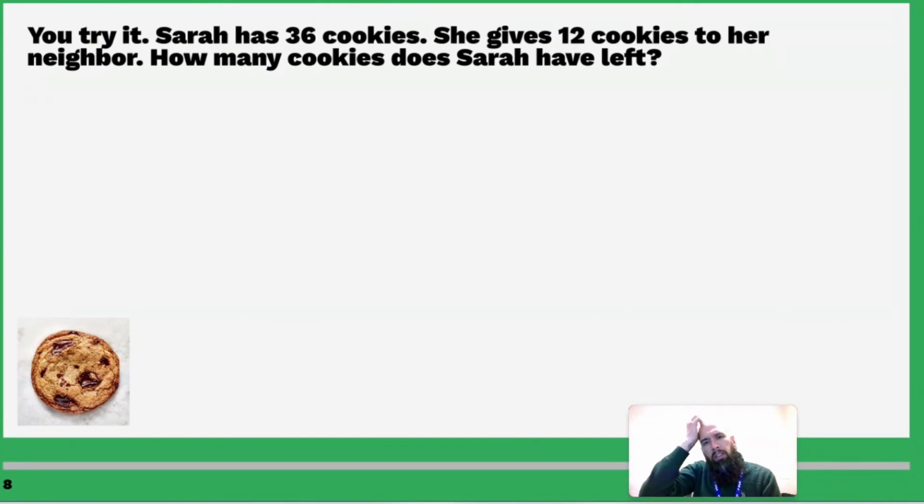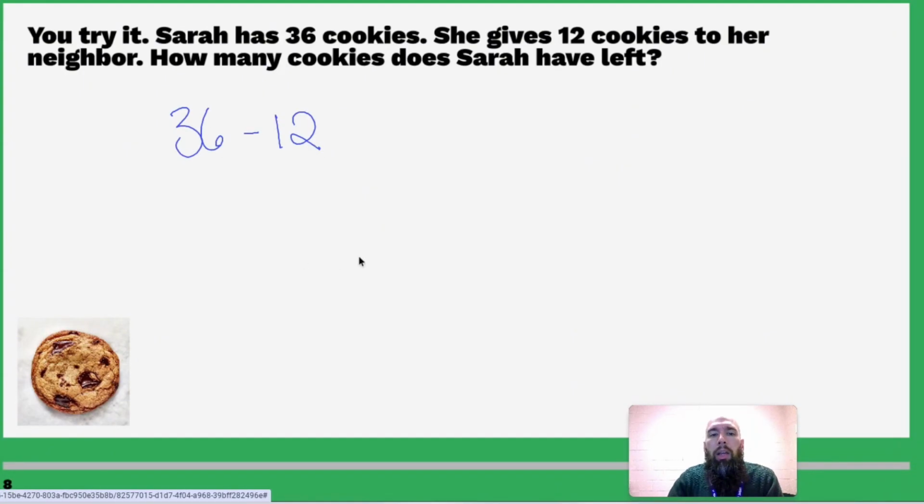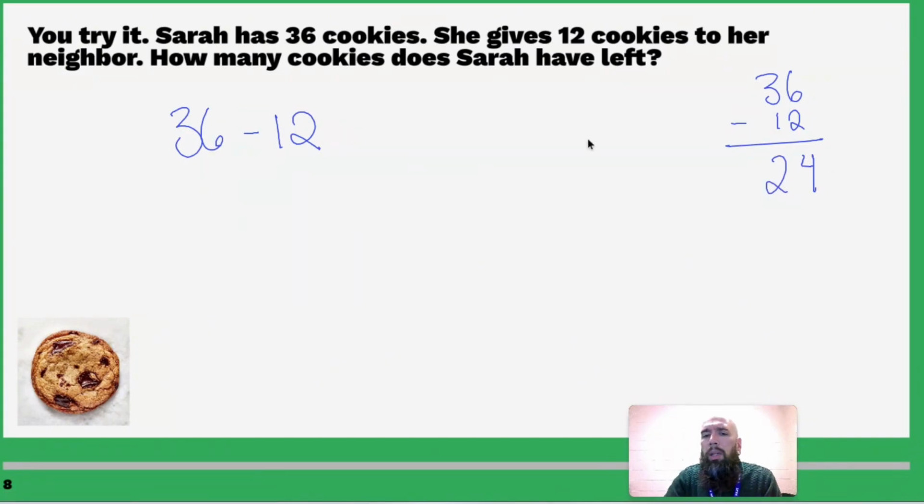All right, Sarah has 36 cookies. She gives 12 cookies to her neighbor. So is this division? No. She's not going to give all of these friends 12 cookies. This is not division. She gives one friend 12 cookies. So she has 36 and she loses 12 of them. That's subtraction. Okay, if you need to go off to the side and be like, I don't know what 36 minus 12 is, so let's go off to the side. Let's write it out the old-fashioned way. 6 minus 2 is 4. 3 minus 1 is 2. We get 24. 36 minus 12 is 24. 24 what?